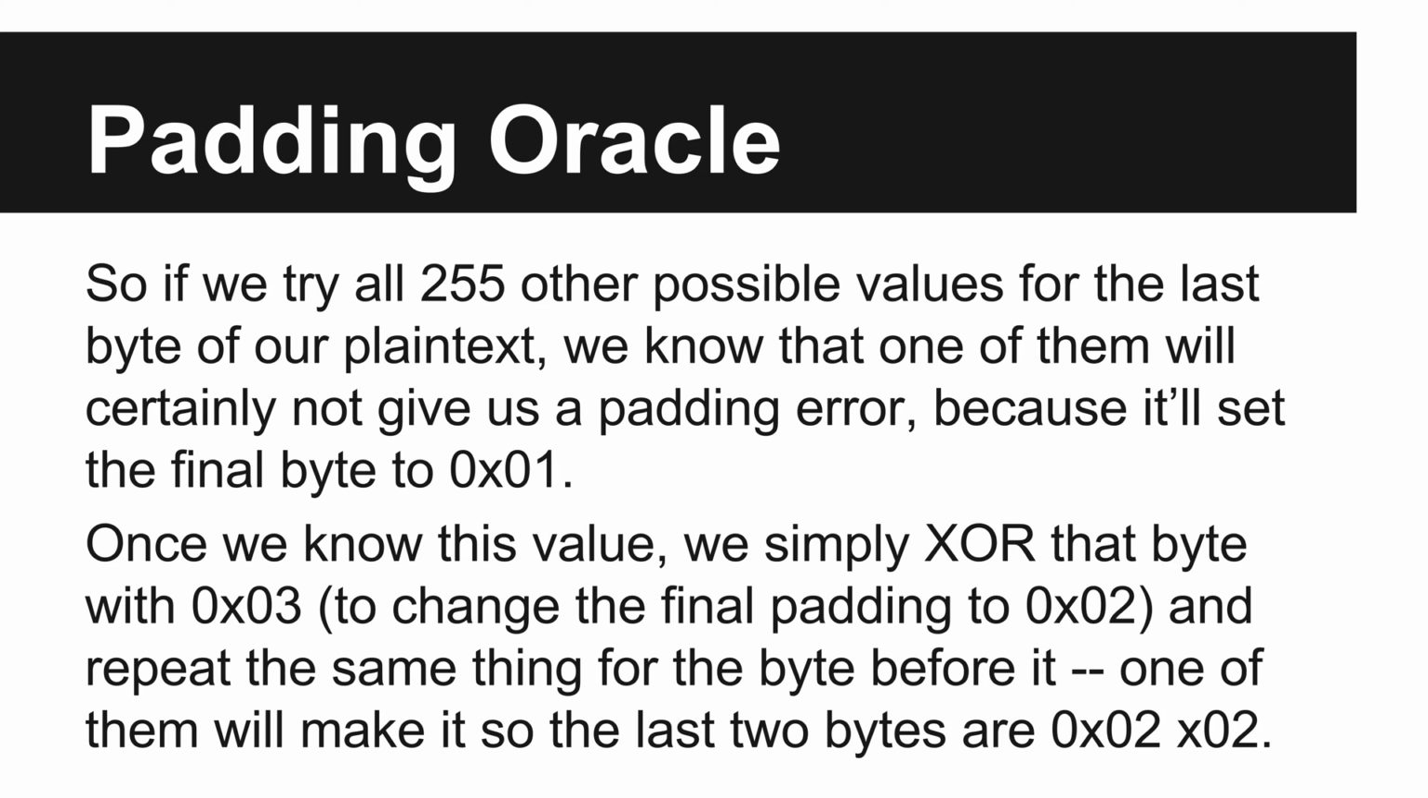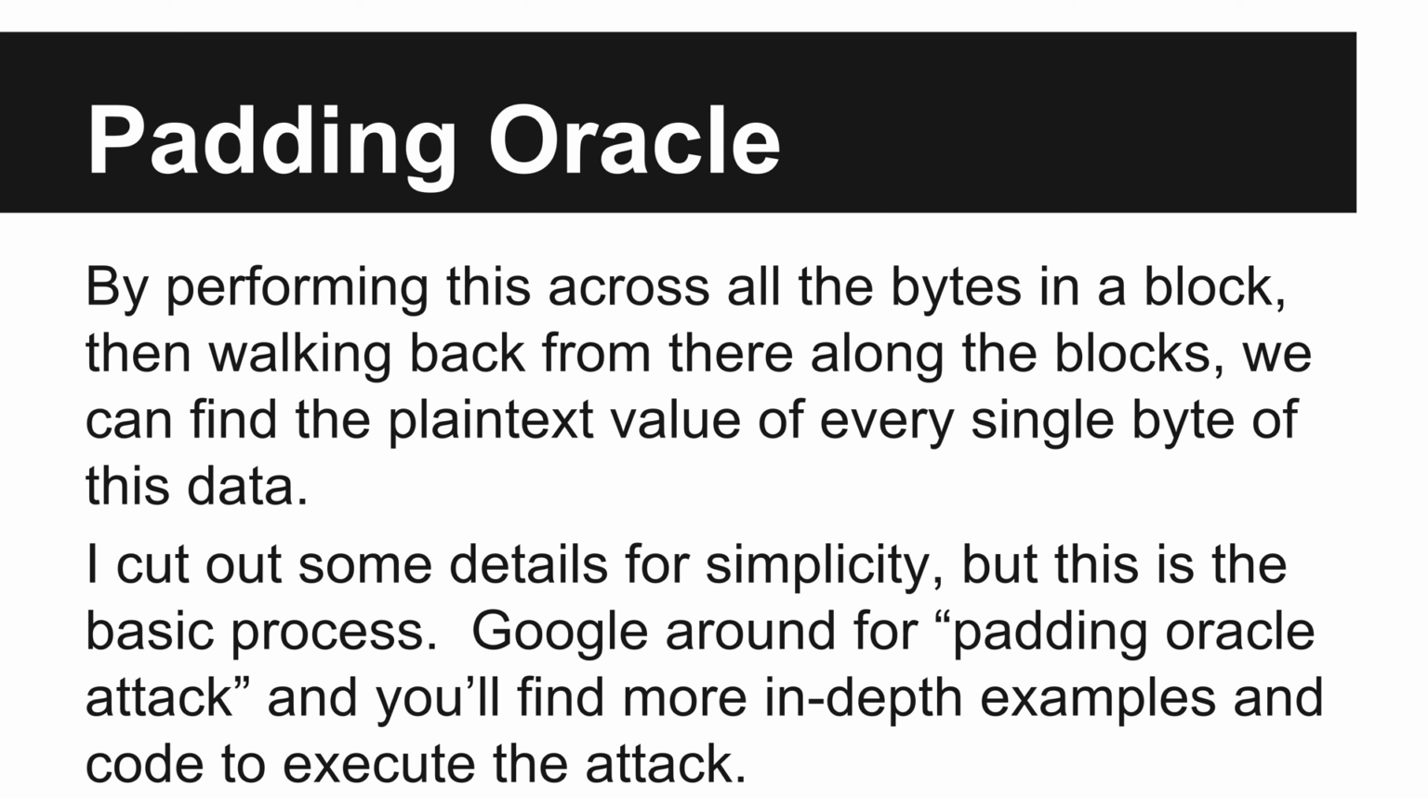Once we know this value, we simply XOR that byte with 3 to change the final padding from 1 to 2, and repeat the same thing for the previous byte. One value will be valid, and that value we will know to be 2. By performing this across all the bytes in a block, then walking back from there along the blocks, we can find the plaintext value of every single byte in this data. I cut out a few details for simplicity, but this is the basic process. Google for padding oracle attack and you'll find more in-depth examples and code to execute this attack.